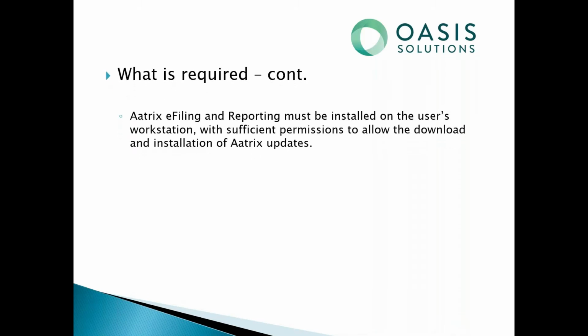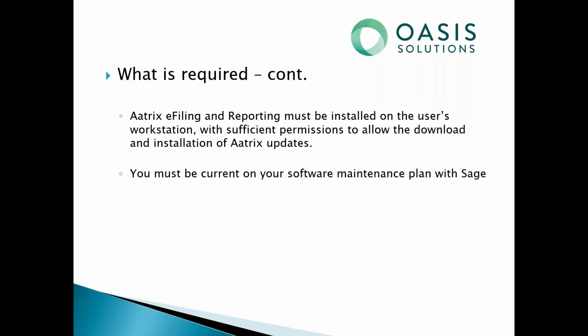So in order to print your W-2s or to do e-filing, so it's printing, reporting, or e-filing, Atrix must be installed on the user's workstation. And that workstation must have sufficient permissions to allow the download of Atrix. That is not going to overwrite anything in your payroll system, but it's going to download any updated forms and any 2020 information. So that workstation does have to have sufficient permissions in order for Atrix to update itself.